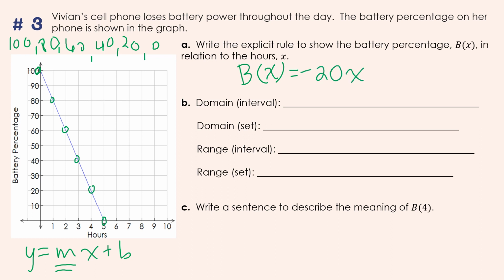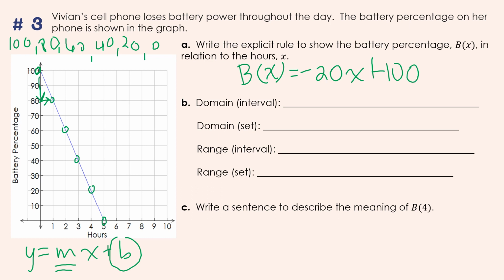You could also use your graph and count down 20 over 1. You will have to pay close attention to scale. Don't just say, oh, it goes down 2 over 1, and so it's negative 2. Going down 2 is like going down 20 because you're going from 100 to 80. And then that y-intercept, we can see on the graph, is 100.